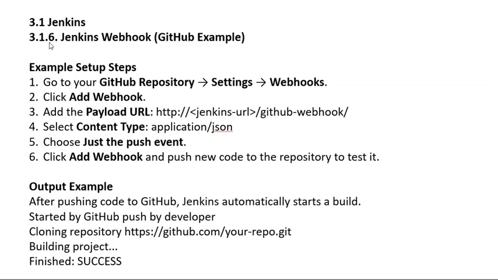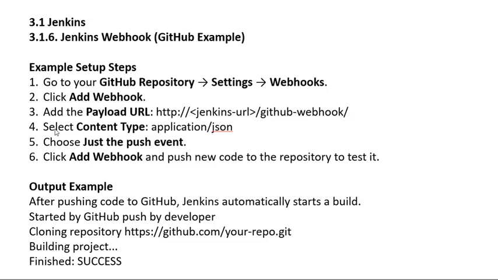Jenkins. The sixth subtopic is Jenkins webhooks with GitHub examples, an example of the setup steps. First, go to your GitHub repository, then settings and webhooks. Second, click add webhook. Third step is add a payload URL as http colon double slash Jenkins slash URL and slash github dash webhook and slash.